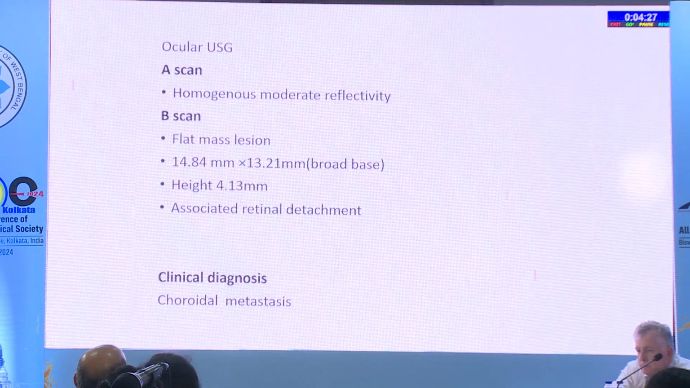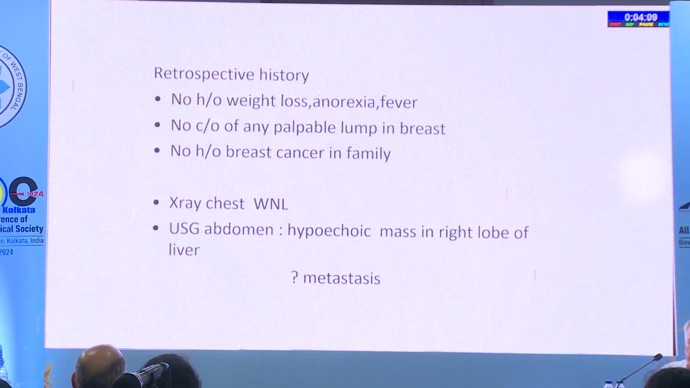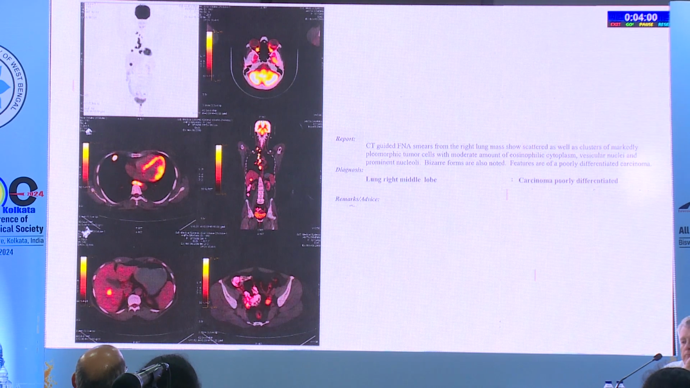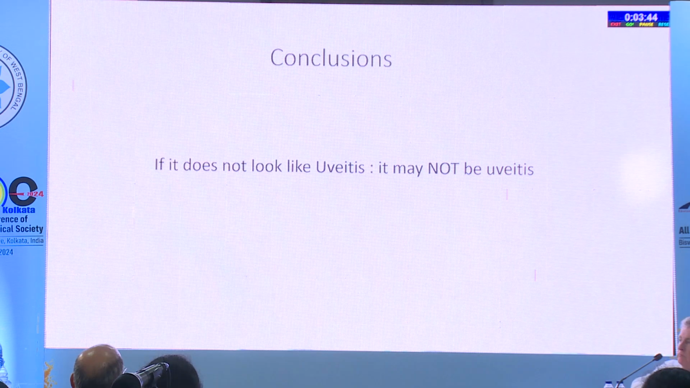But this lady had a kind of a mass-like lesion, a flat mass, which was broad-based and had a height. There was associated retinal detachment. So these are the cases where you suspect choroidal metastasis. So there is no point wasting time on looking at anything. Just get a good history. She did fortunately give some history which could be pointing towards this. We just got the PET scan, and it was actually poorly differentiated carcinoma in the lung for a 40-year-old lady who had no history of smoking or whatsoever. But it is just based on your clinical examination in the eye.